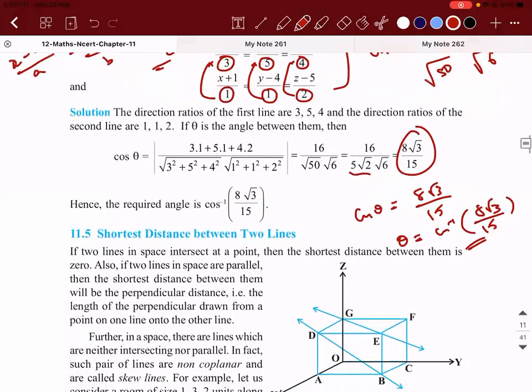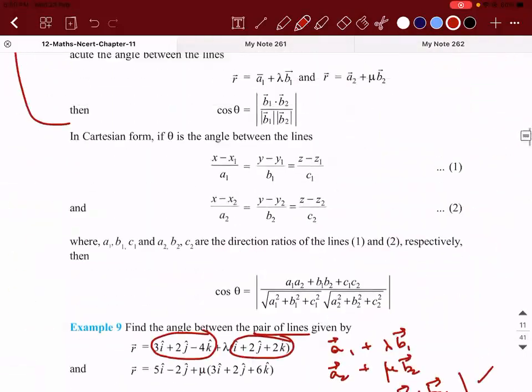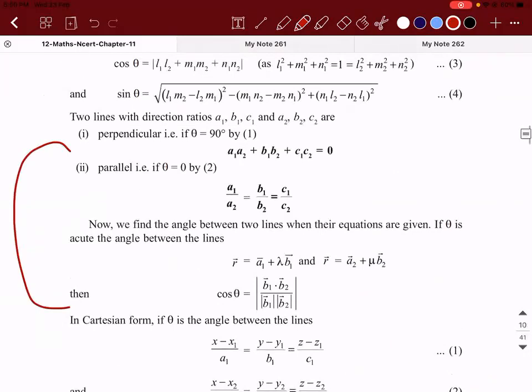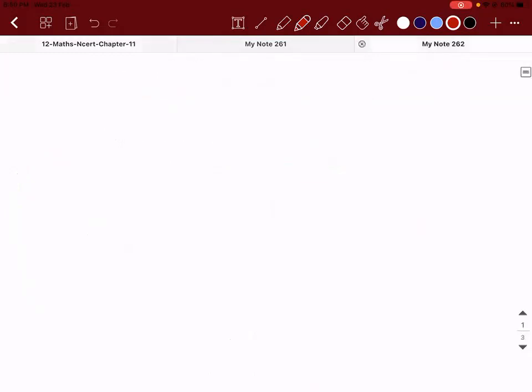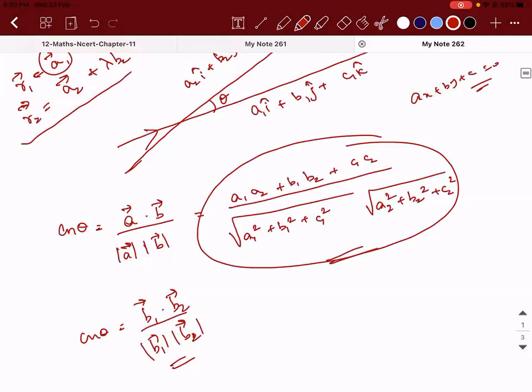Then there is something that you need to understand: if the lines are perpendicular, then A1A2 plus B1B2 plus C1C2 is 0. Why is it so? Because if the lines are perpendicular, cos theta will be equal to 0. When cos theta is 0, the numerator is 0. That's it. Correct?